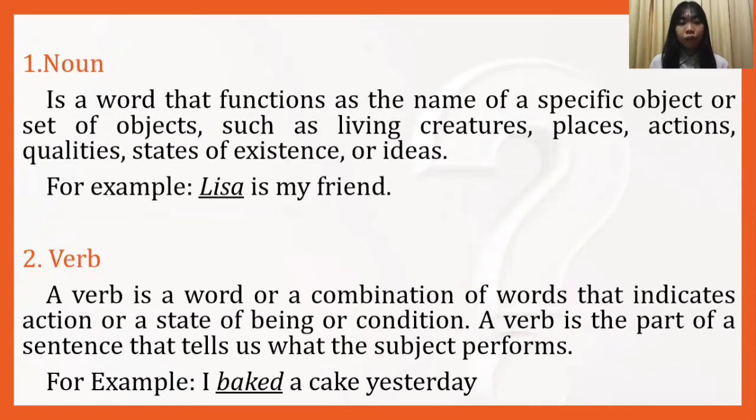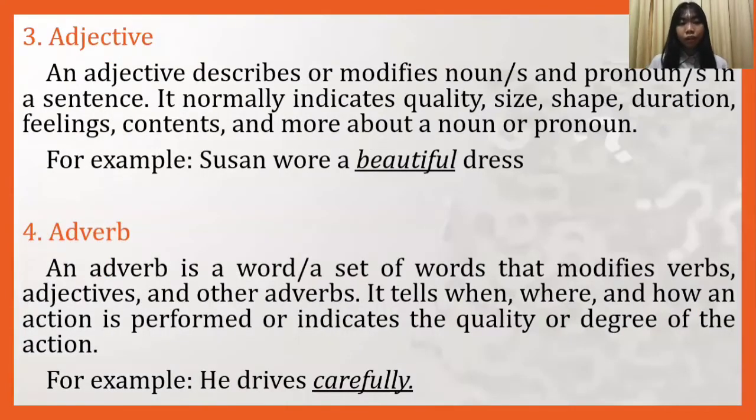Second, we have verb. A verb is a word or combination of words that indicates action or a state of being or condition. A verb is the part of a sentence that tells us what the subject performed. For example, I baked a cake yesterday. Bake is a verb.